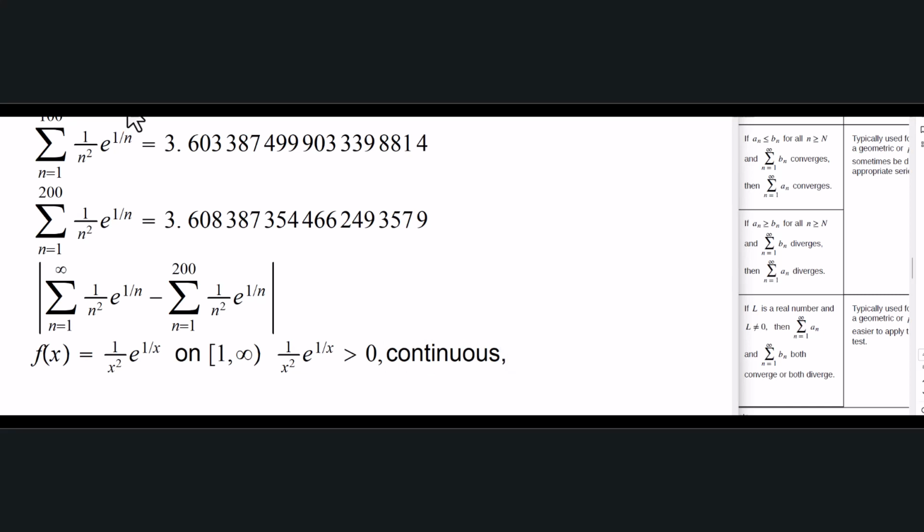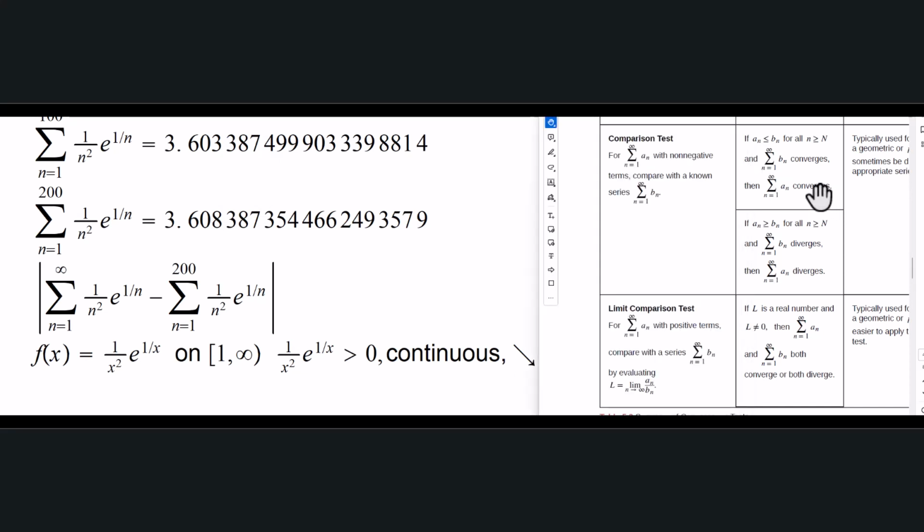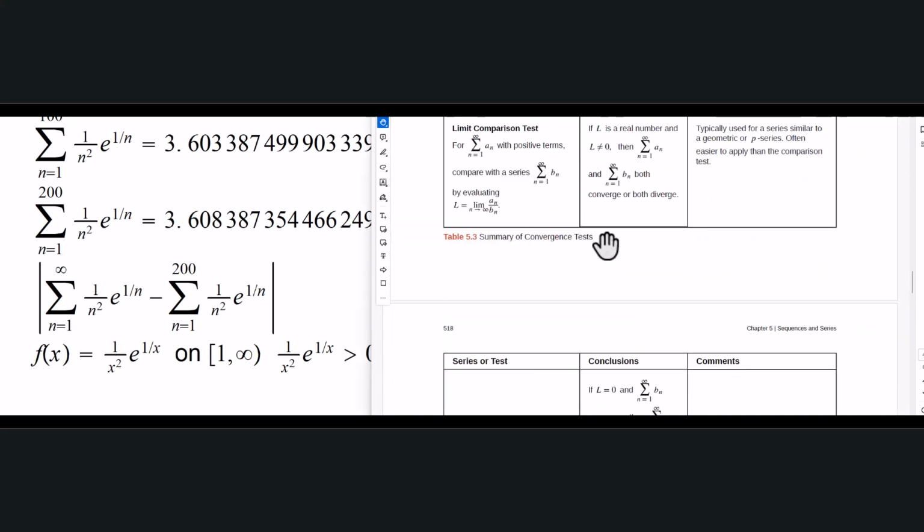You can take the derivative and test, but you can see here 1 over x squared is decreasing, e to the 1 over x will go on decreasing because the power is decreasing, and exponential is a monotonic function. So it's also decreasing. Therefore, we will have the integral test criteria apply here.